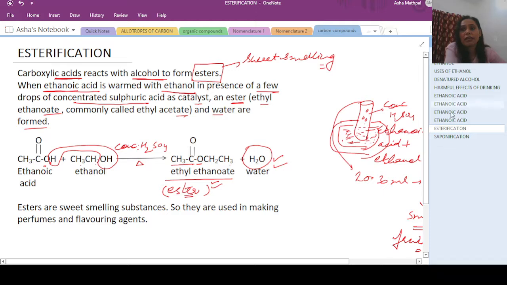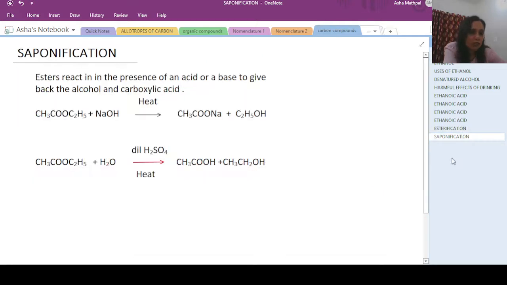Now another very important part is the saponification reaction. So ester reacts in the presence of an acid or base to give back the alcohol and the carboxylic acid. Now see, this is the ester formula which is formed in our last reaction, the esterification. So when it is mixed with NaOH, which is a base, and it is heated, you get sodium salt. And you get ethanol here.